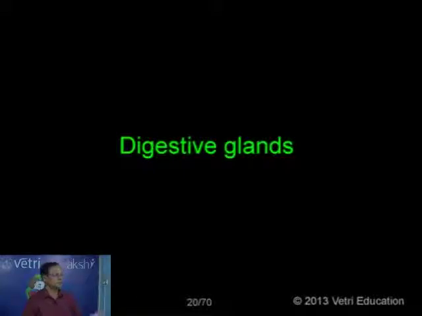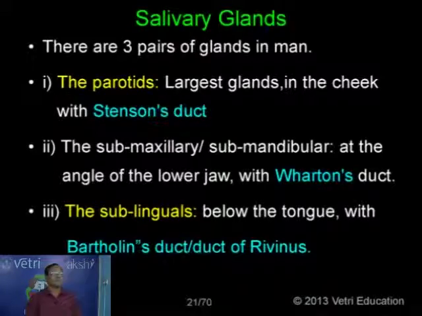We'll see that later. The digestive glands are the salivary glands, the liver, the pancreas, and also the intestinal glands, all taking part in producing secretions called enzymes concerned with the digestion of the food materials at different levels. Now let's take the first one, the salivary glands. In the human body, in the buccal cavity, there are three pairs of salivary glands, unlike the rabbit.